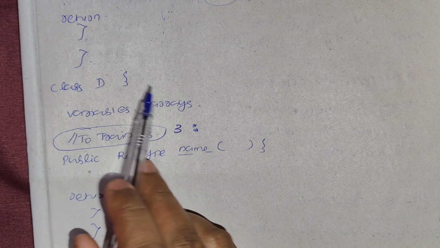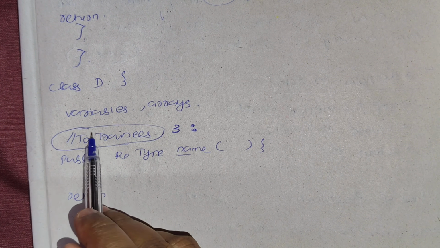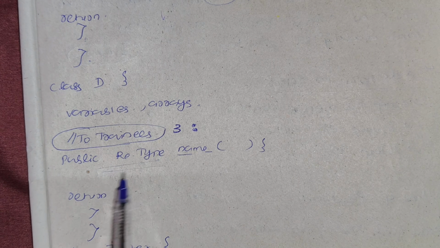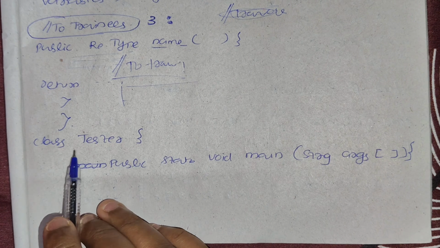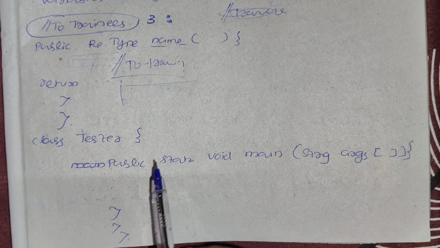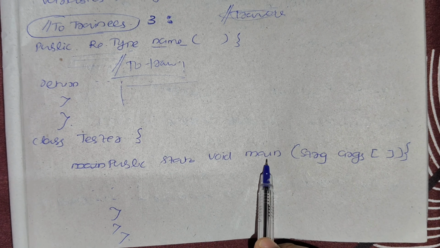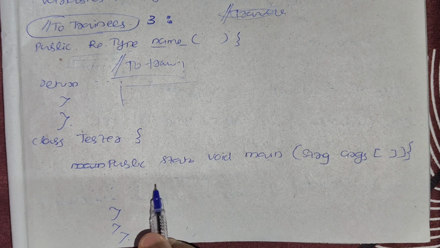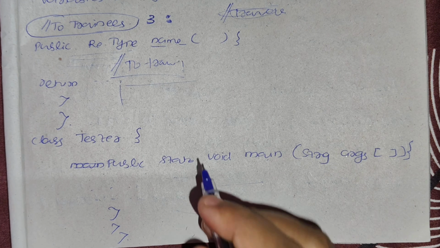See, again we have class D and variables, arrays. Again here also there will be some part where you have to write your code. There will be a class Tester. This is the main class. Here comes public static void main, which means the starting point of the code. Here they'll mention a lot of code. You don't have to change everything.